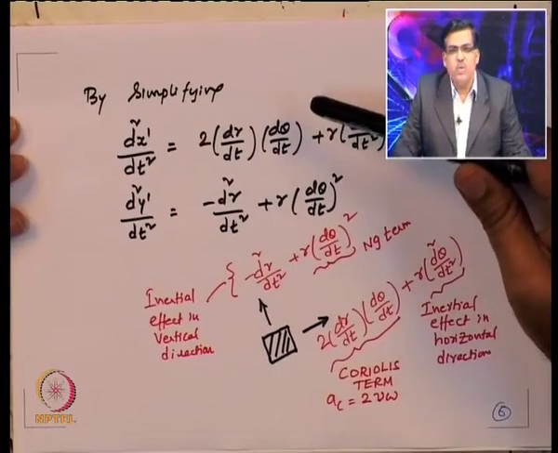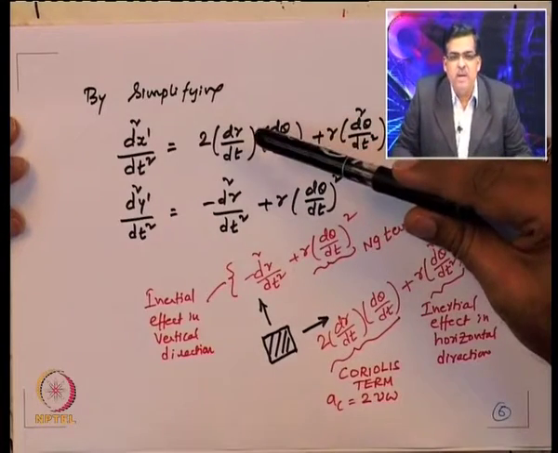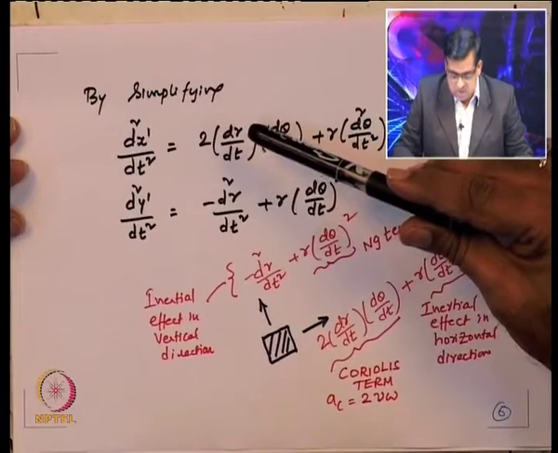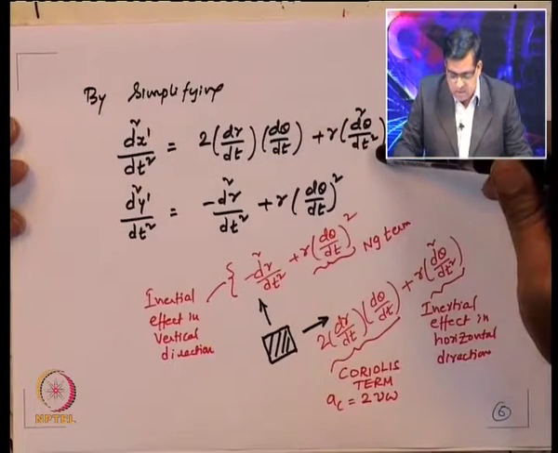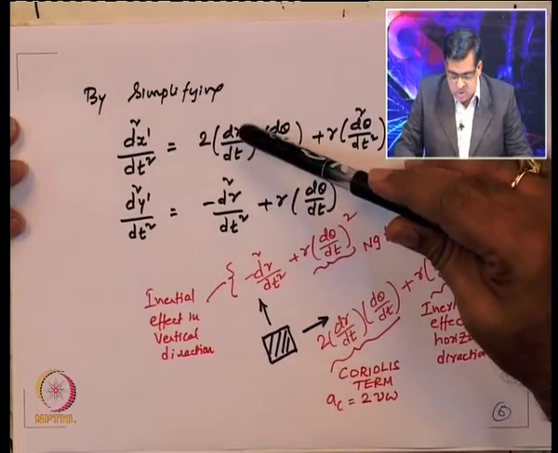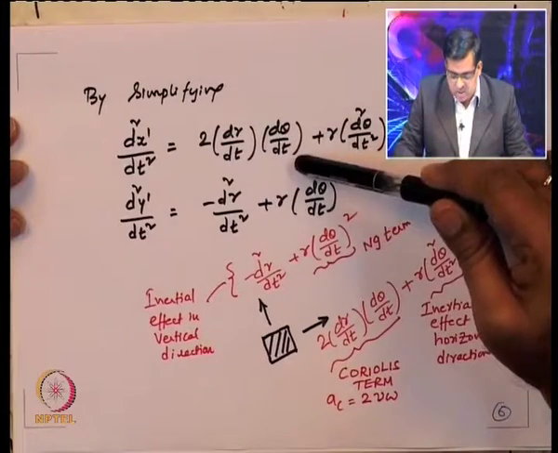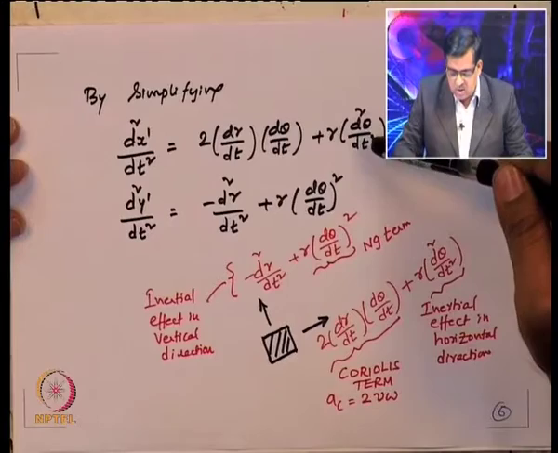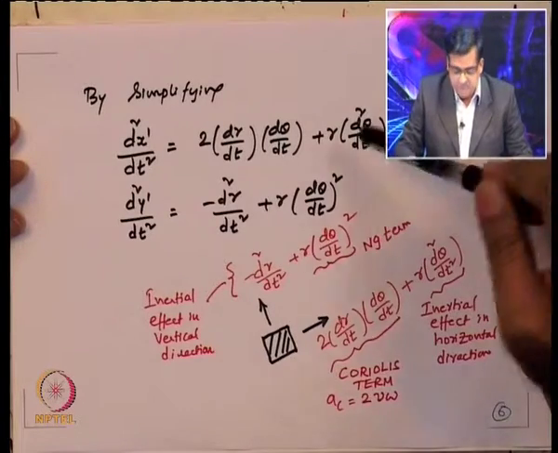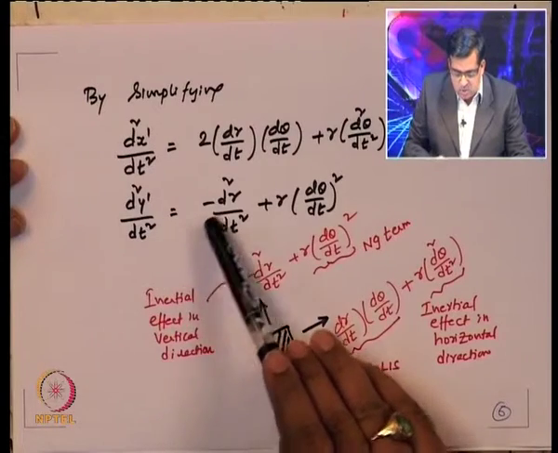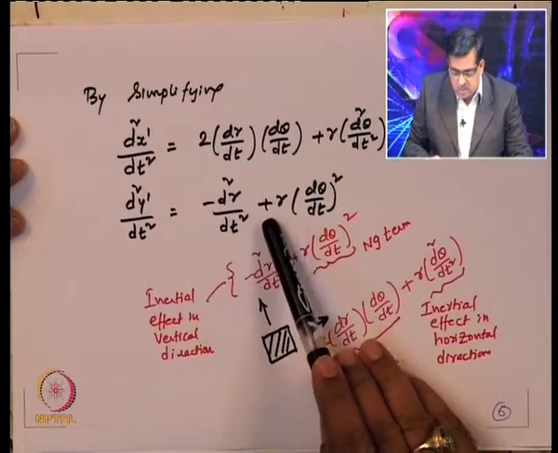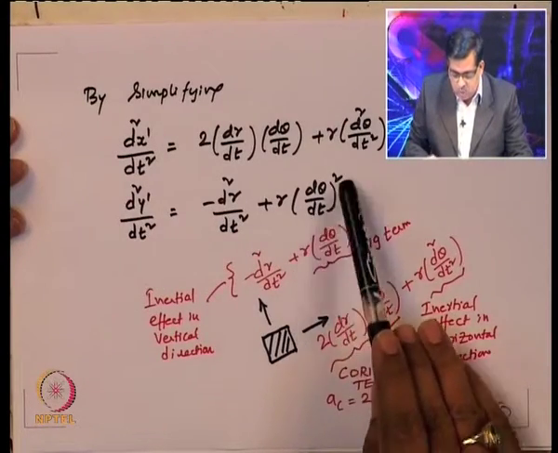If you look into it, this particular element actually has two components of acceleration. One is this 2 dr by dt d theta by dt plus r d square theta by dt square, and similarly we have d square y dash by dt square is equal to minus d square r by dt square plus r d theta by dt whole square.